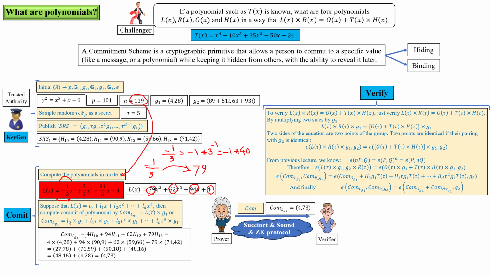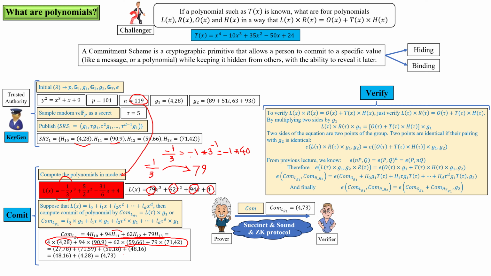Now the prover needs to compute this value. So 4 times H10 equals 4 and 28. H11 equals 94 and 9, and then this value, right? Now the prover needs to compute these values. How does the prover compute this? Again, this is just scalar multiplication and addition of elliptic curve points, right? So again, the prover can use our website.